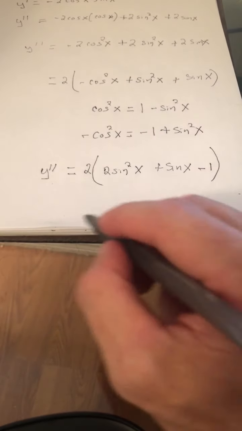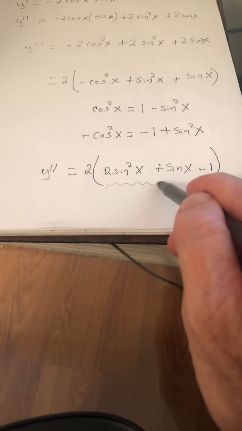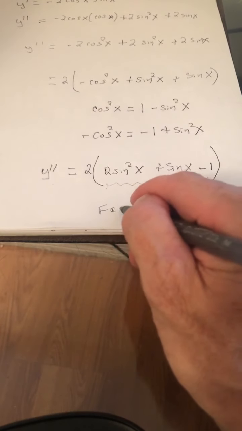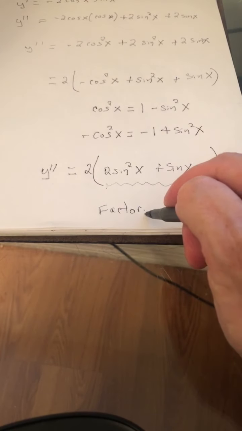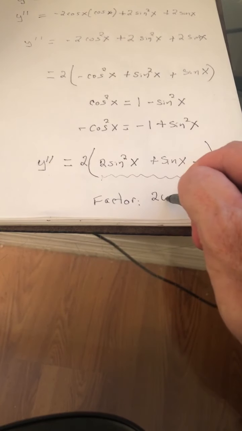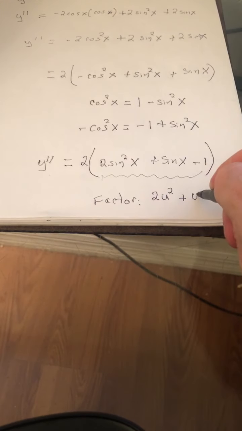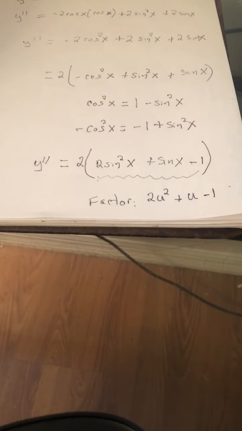Now what you have to realize is that this quantity right here can be factored. It's like if we wanted to factor the polynomial expression 2u squared plus u minus 1. I'll give you a minute or two to do that, and we're going to finish this problem on the next video.